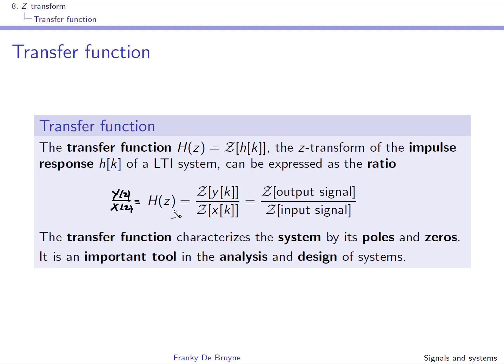So the transfer function H(z) is the relation between the input and the output when there are no initial conditions. The transfer function characterizes the system by its poles and its zeros. Okay, so by looking at the poles mostly, you can have the signature of the system, and it is a very important tool for analysis and design of systems, and more in particular to design control systems, as you might see in a course like the course of digital control.